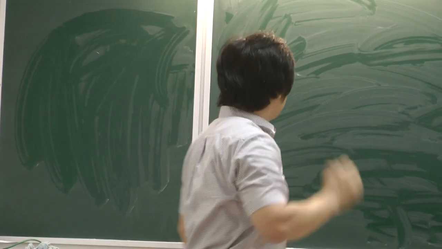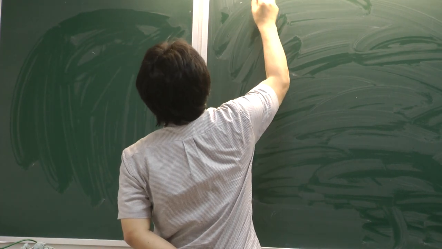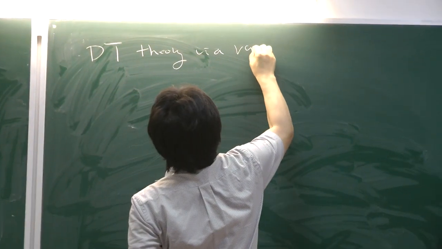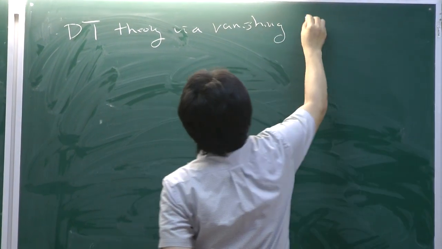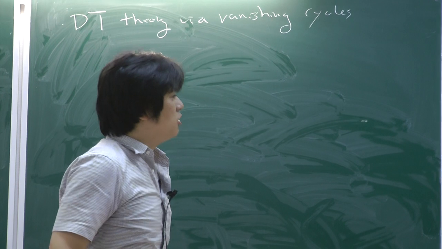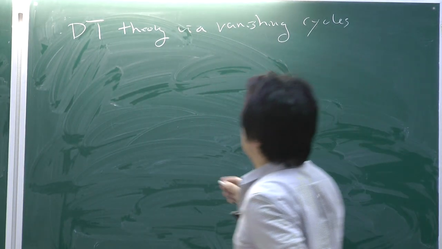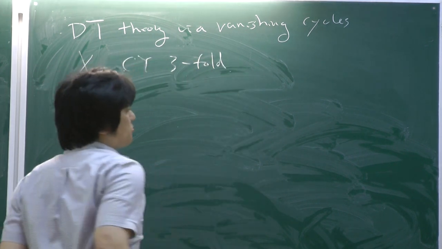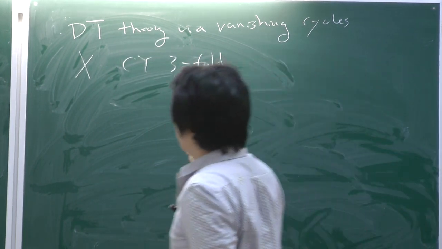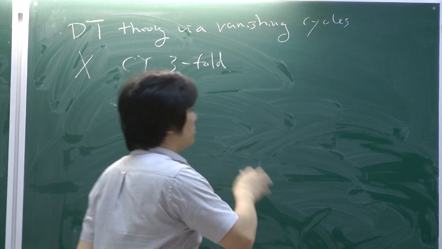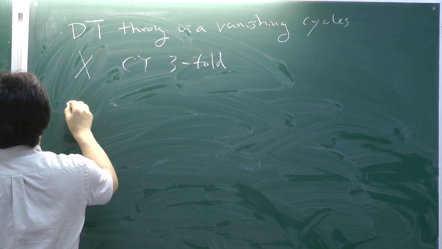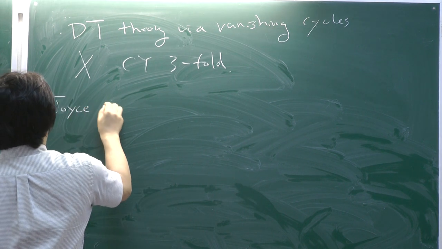Let me recall about the Donaldson-Thomas theory, from the vanishing cycles construction. As I told, let's say X is a Calabi-Yau threefold. The moduli space of stable sheaves, stable objects, has quite bad singularities, but it is known that locally it has a critical locus structure. This is due to Joyce and his collaborators.